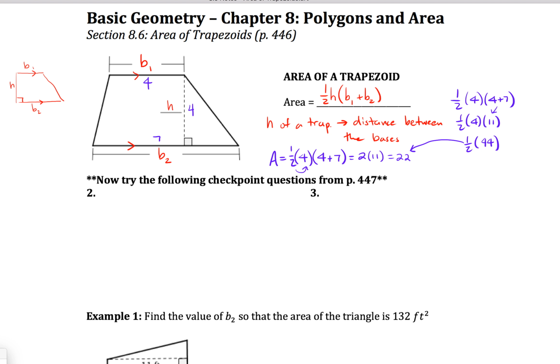So it's really up to you how you want to do the calculations once you have the values filled in for height, base 1, and base 2. Just make sure if you're going to type it in your calculator that you get the parentheses where they need to be. And after that, it's whichever way you feel most comfortable. Okay, I'm going to let you pause the video here and try checkpoint questions 2 and 3, and then we'll move on to example 1.